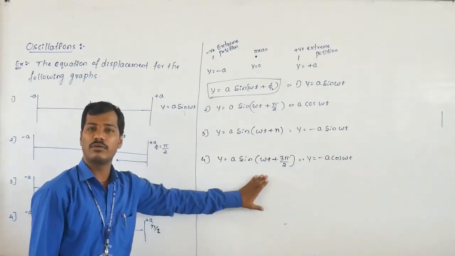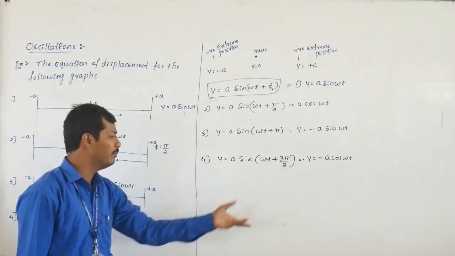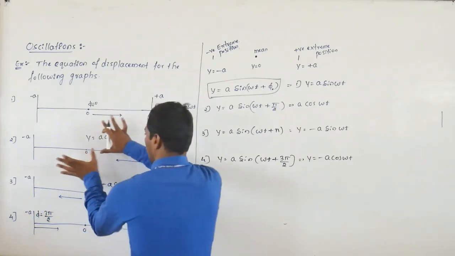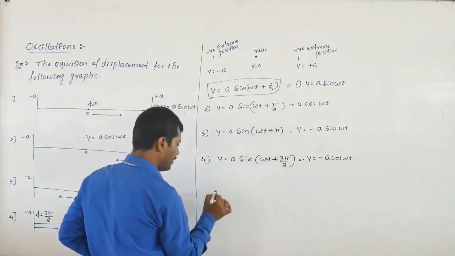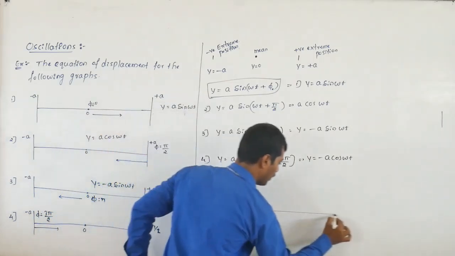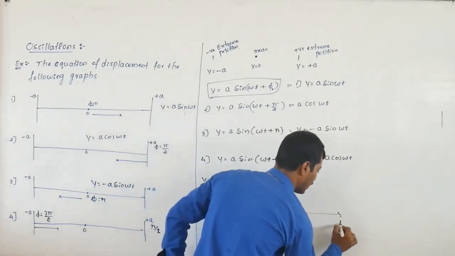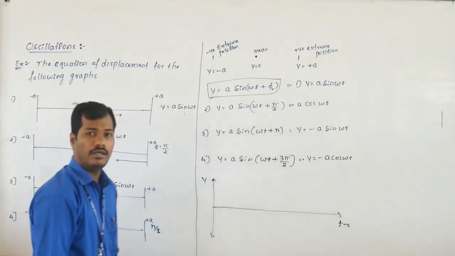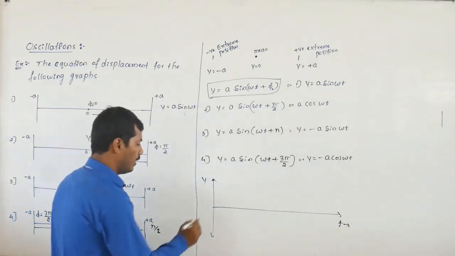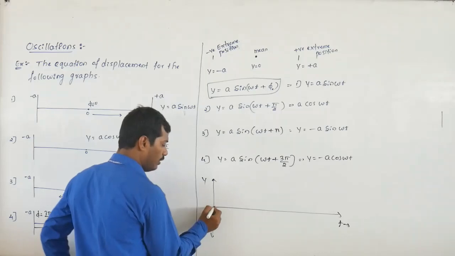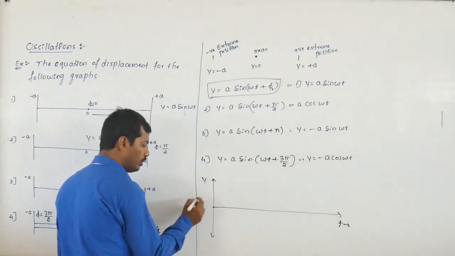It starts from the extreme position. Its graph is very simple. It is nothing but a linear graph, like this. See here, this is the displacement and here is time. Angles are there. Here it is the mean position.